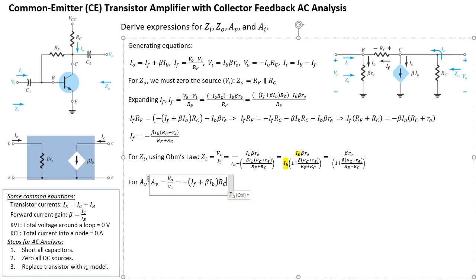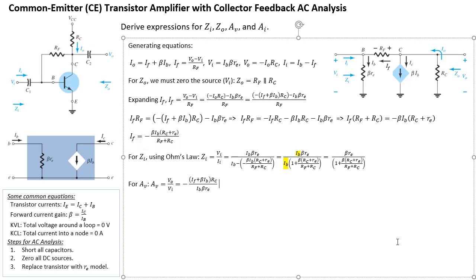All right, so that's my VO, all divided by VI. Well, VI is IB beta RE, so I'm going to copy that and put it there. So now I have it in this way. And of course, the next thing is I want to expand IF, so I'm going to replace IF with this term here. This is what we found for IF.